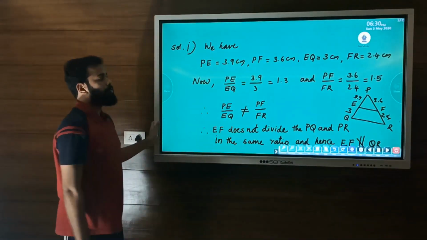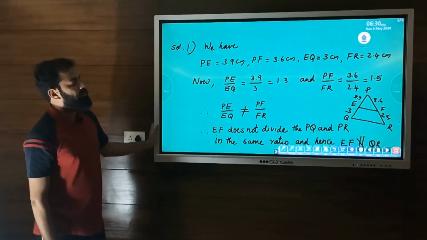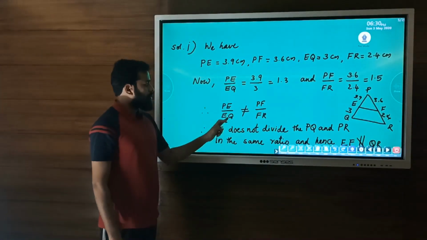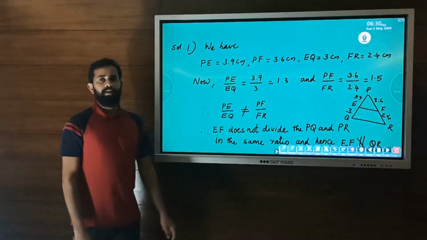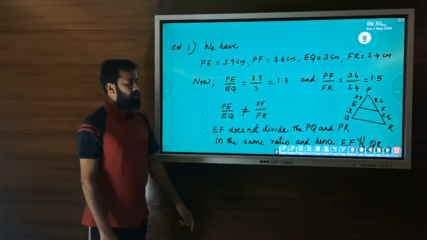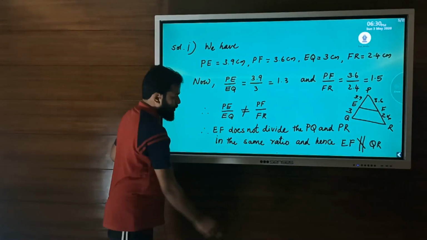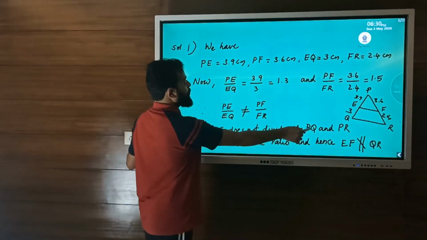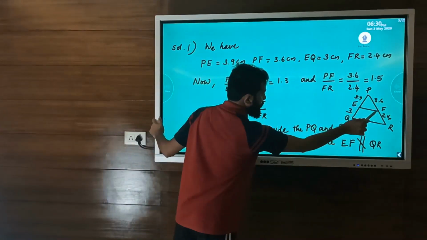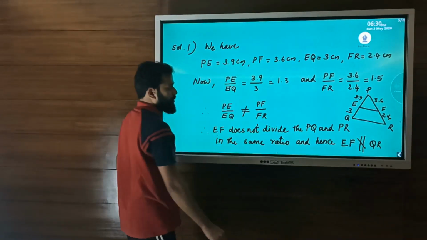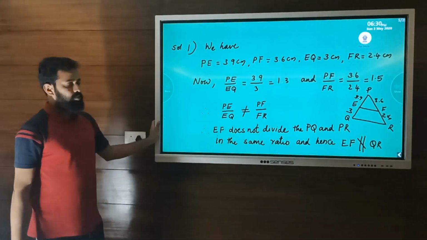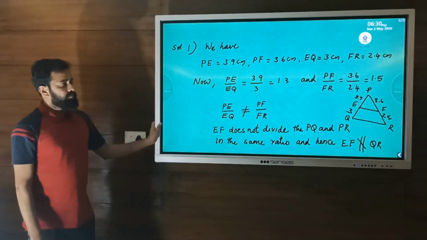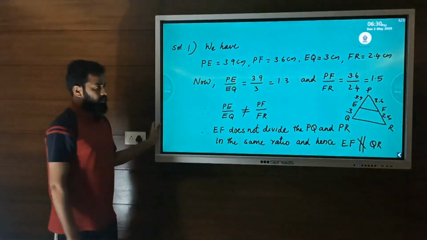By substituting the values, 3.6 divided by 2.4 equals 1.6. So we prove that PE by EQ is not equal to PF by FR. If they are not equal, we cannot say that the lines are parallel. That means EF does not divide PQ and PR, the line EF is not dividing PQ and PR in the same ratio. If it is not dividing in the same ratio, the lines will not be parallel. EF is not parallel to QR.